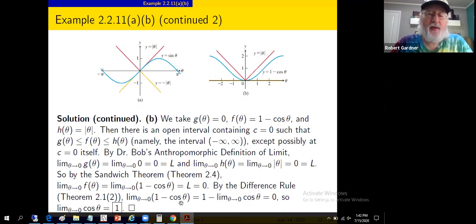All we did was modify this. We already had the limit equal to 0. This 0 is here. Rearrange it, maybe bring this to the other side, and we get 1 equals the limit as theta approaches 0 of cosine theta, and that's what we were trying to show. So that establishes some limits for sine and cosine functions.